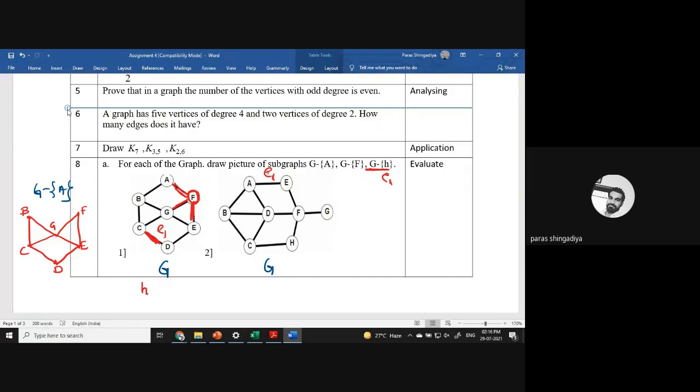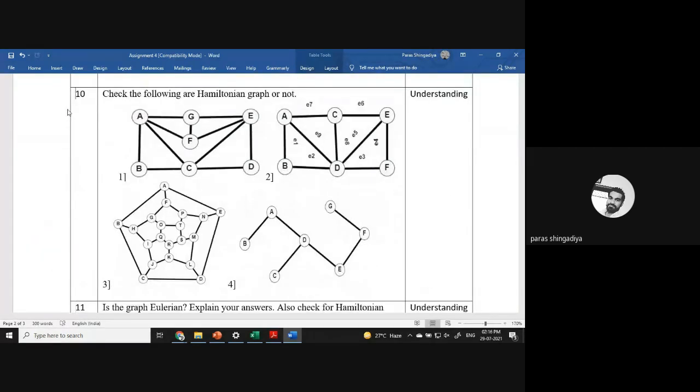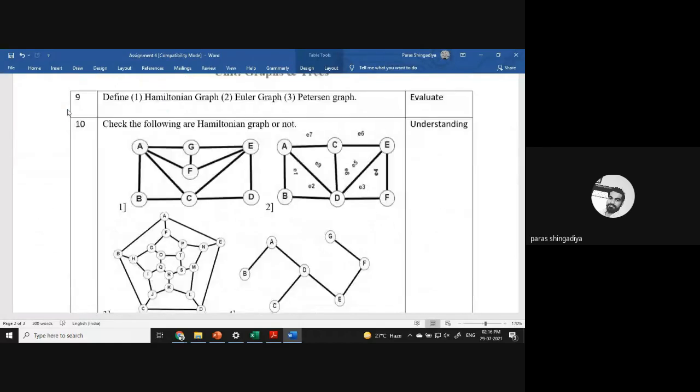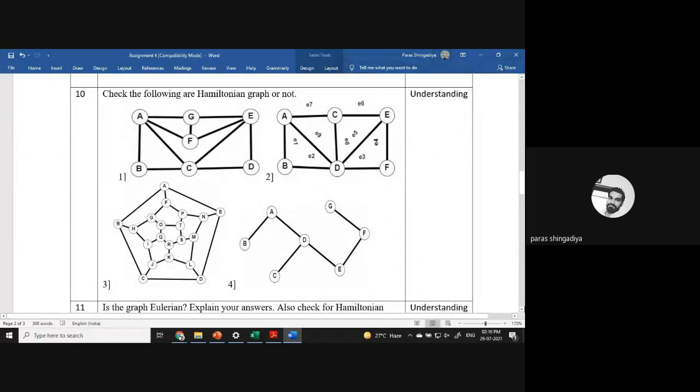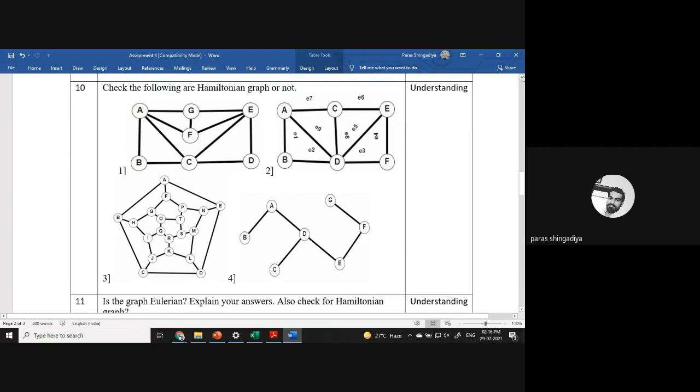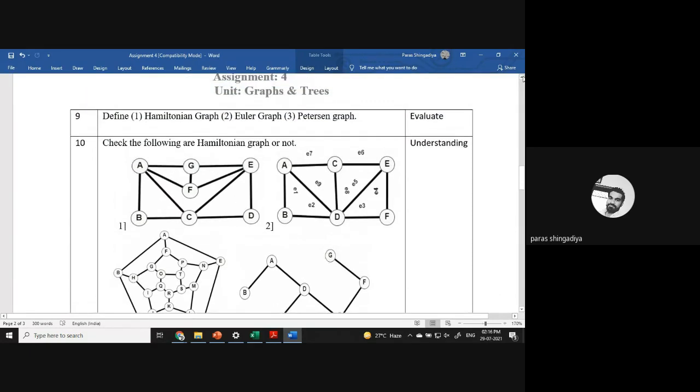Now the next example is on Euler graph and Hamiltonian graph. Define the Hamiltonian graph and Euler graph, and Petersen graph, with an example. We can easily consider any example of a Hamiltonian graph and Euler graph. And for the Petersen graph there is no such definition. It is defined, so in that case you just draw its graph.